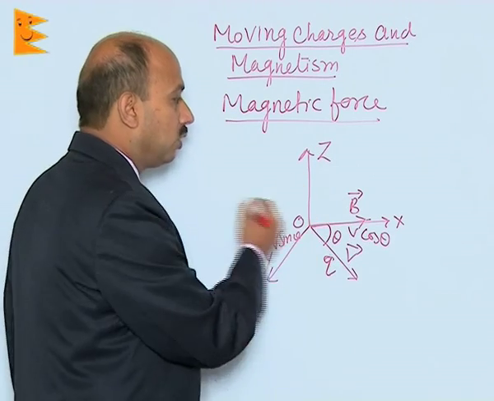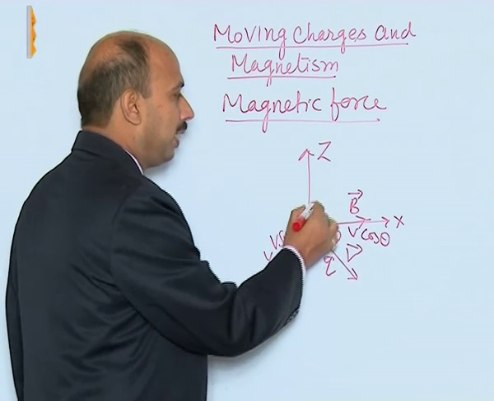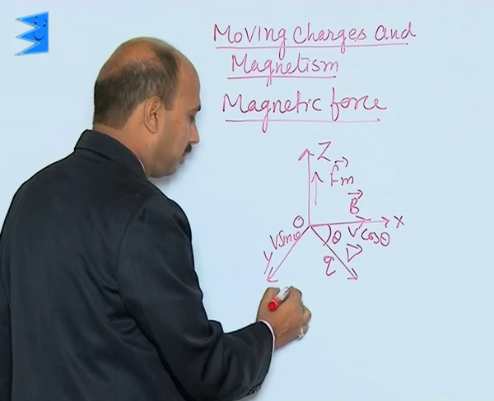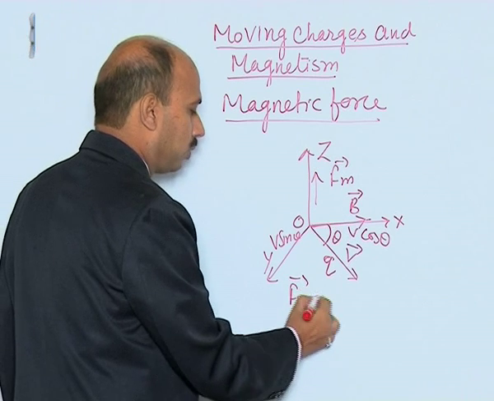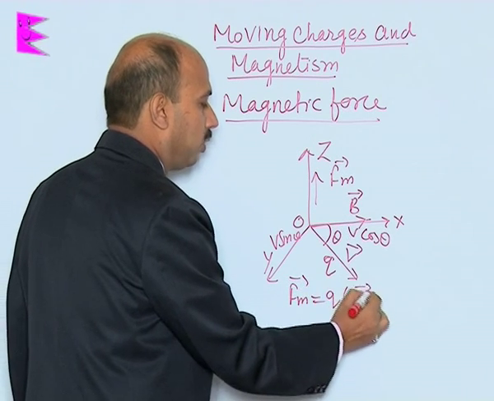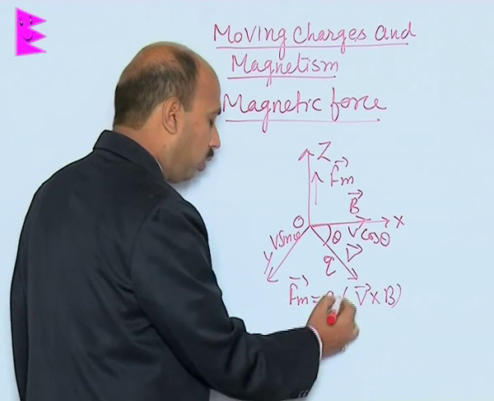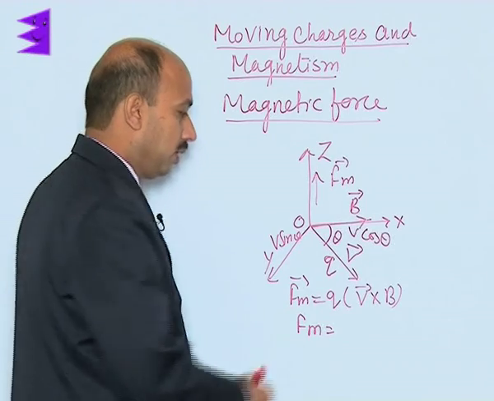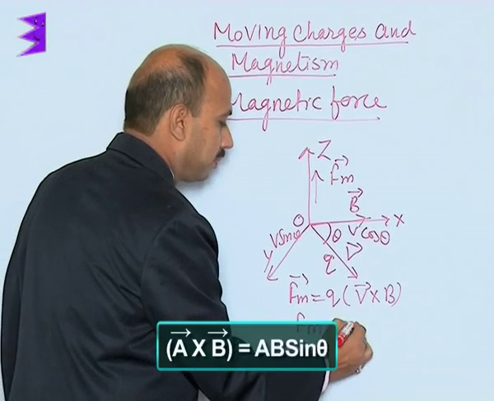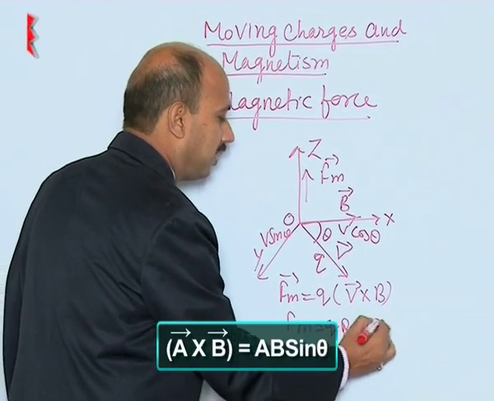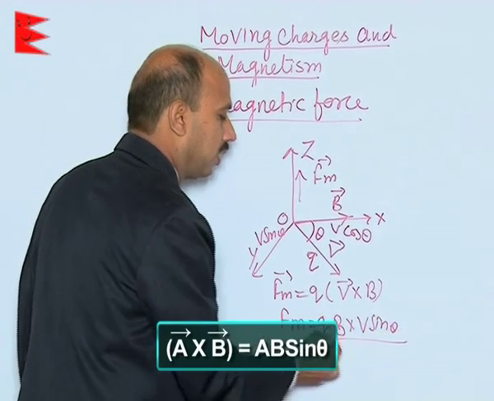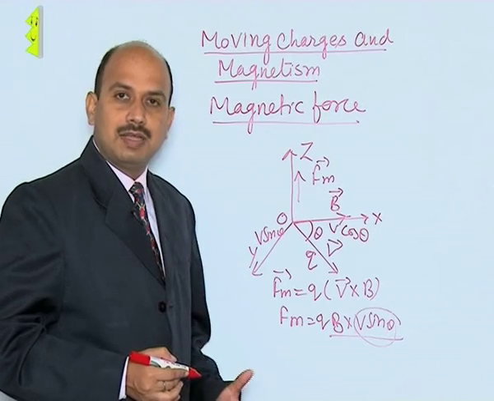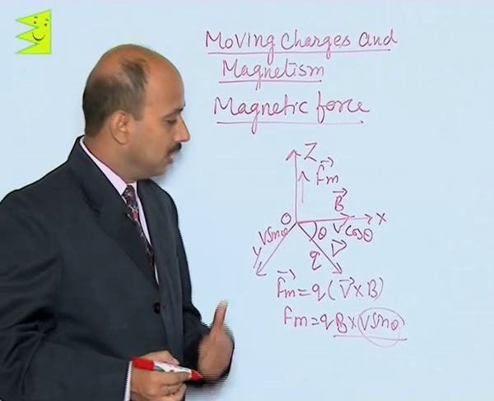The force acting on the charged particle is called Fm, and it is represented by Fm equal to q into v cross B. Or we can write the magnitude of the force as Fm equal to qB into v sin theta. It means the perpendicular component of the velocity to the magnetic field is responsible for the magnetic force.